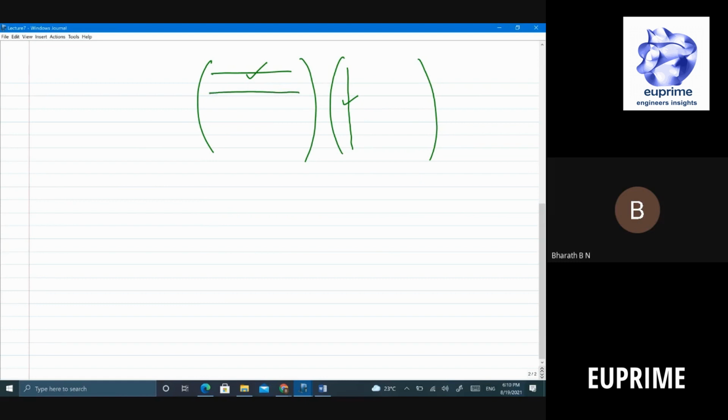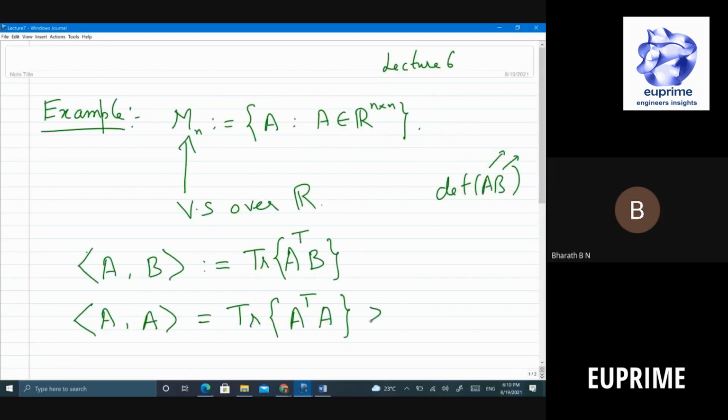What about the second? The second row here is the second column of A, right? So that corresponds to this. Now when I multiply this with this, I get another positive number. This is the 2,2 entry, right? And so on. So all the diagonal entries will be non-negative. So this will be greater than or equal to 0.